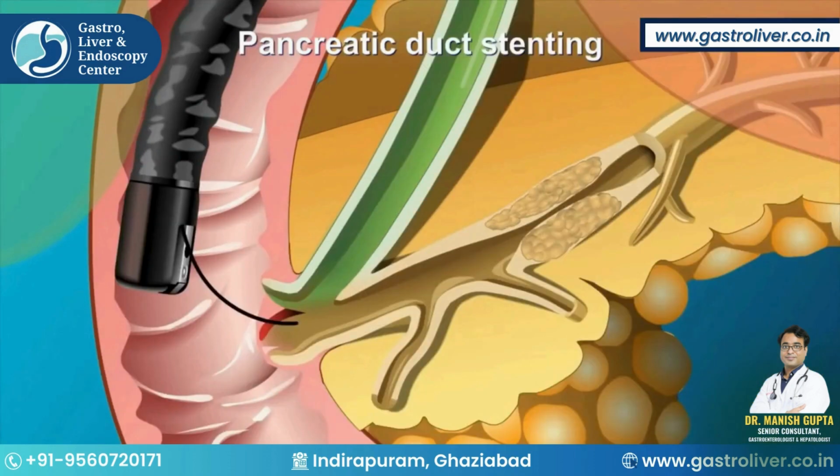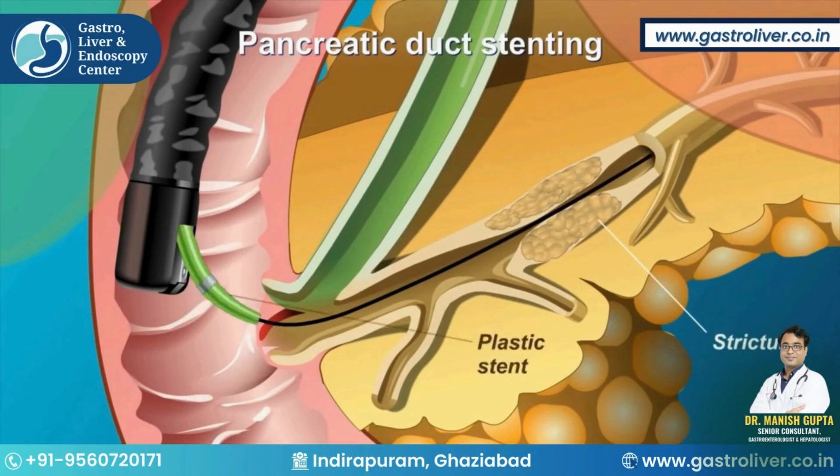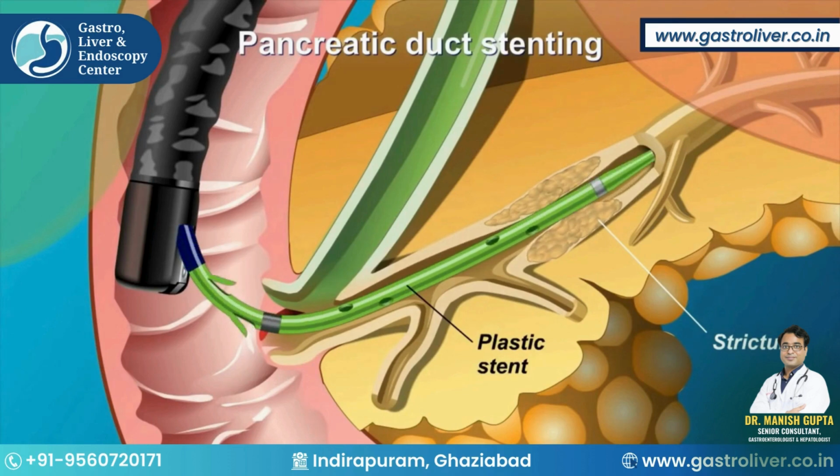In the pancreatic duct, when fluid collections, stones, and strictures are present, a stent will be inserted to bypass the obstruction or to drain the fluid. Once the obstruction is bypassed, the normal flow can be re-established.